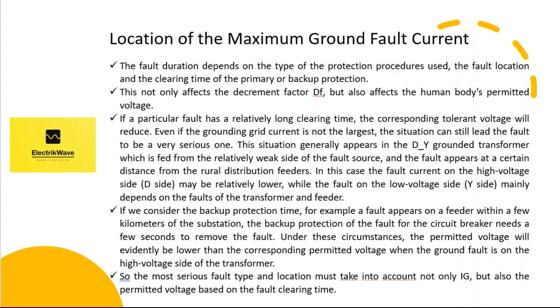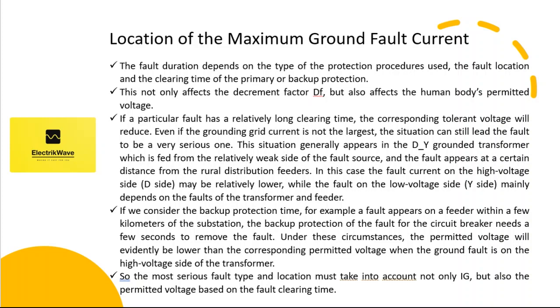Even if the grounding grid current is not the largest, the situation can still lead the fault to be a very serious one. This situation generally appears in the delta star grounded transformer, which is fed from the relatively weak side of the fault source, and the fault appears at a certain distance on the rural distribution feeders. In this case the fault current on the high voltage side, the delta side, may be relatively lower, while the fault on the low voltage side, the star side, mainly depends on the faults of the transformer and feeder.